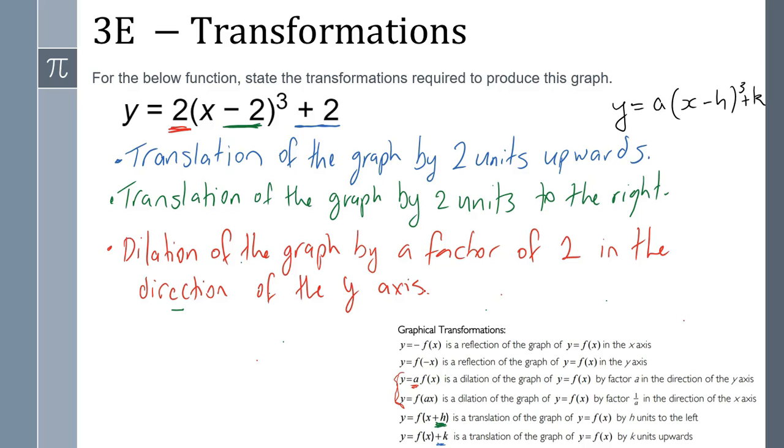Okay, so the other options that we could have is a number in front of the x, which would be a dilation of 1 over a in the direction of the x-axis. We could also have a negative out the front, so if this was -2, you'd have to put in there that it's reflected around the x-axis, and if there was a negative number in front of the x here, you'd have to say that it's a reflection in the y-axis. Okay, so they're the other options. But that, for a question like that, is the answer.